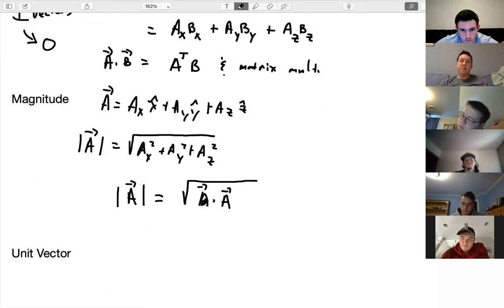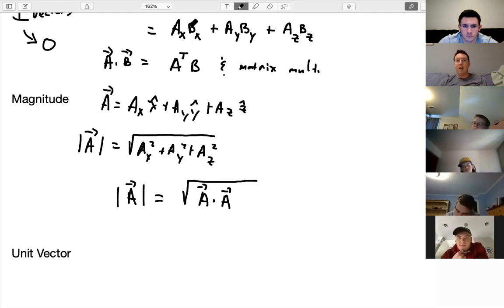If you take the dot product of a vector with itself, you multiply the X components, square the Y component, square the Z component, and add them up. So if A and B are really the same, you'd have AX times AX plus AY times AY plus AZ times AZ. That would be A dot A, and then take the square root. That's the magnitude, and the magnitude tells you the size of the vector.